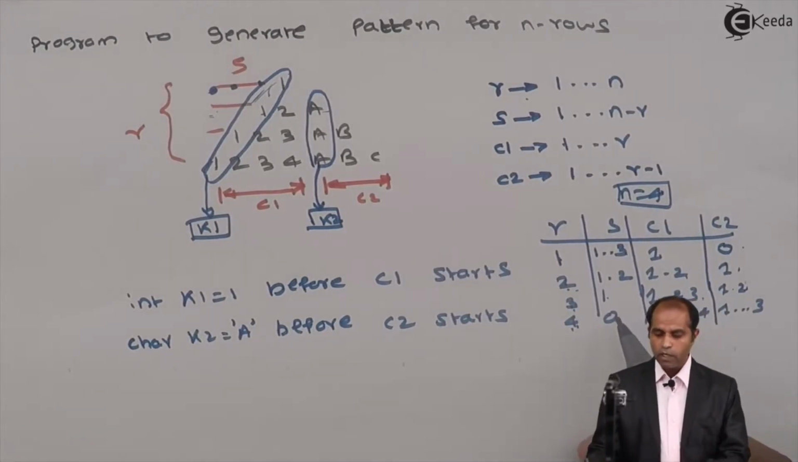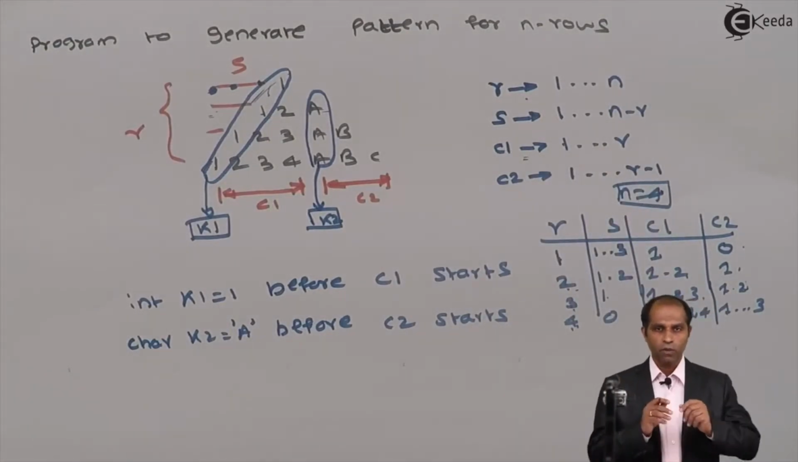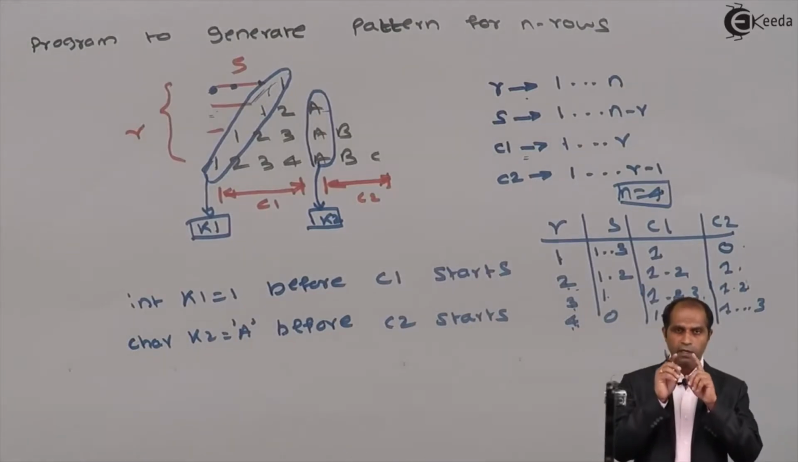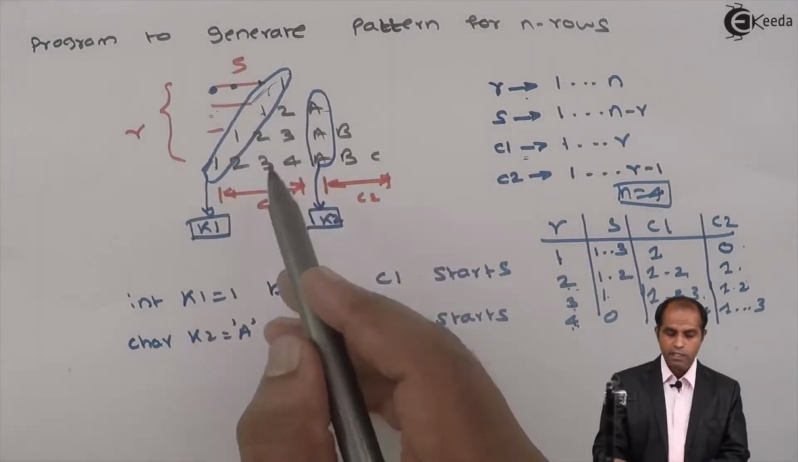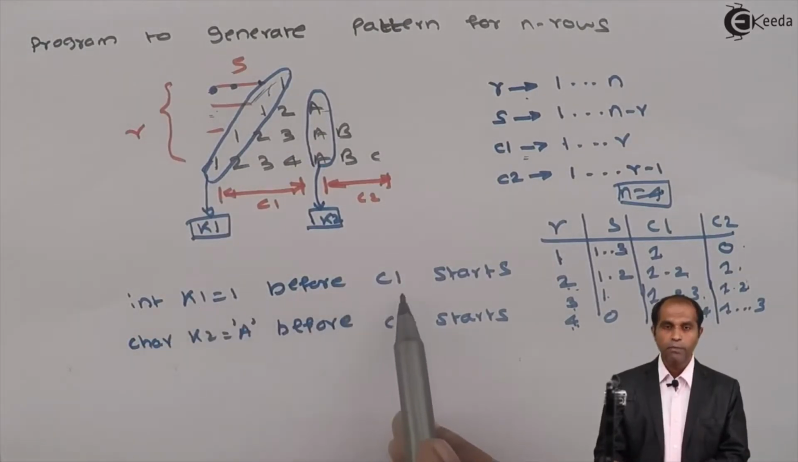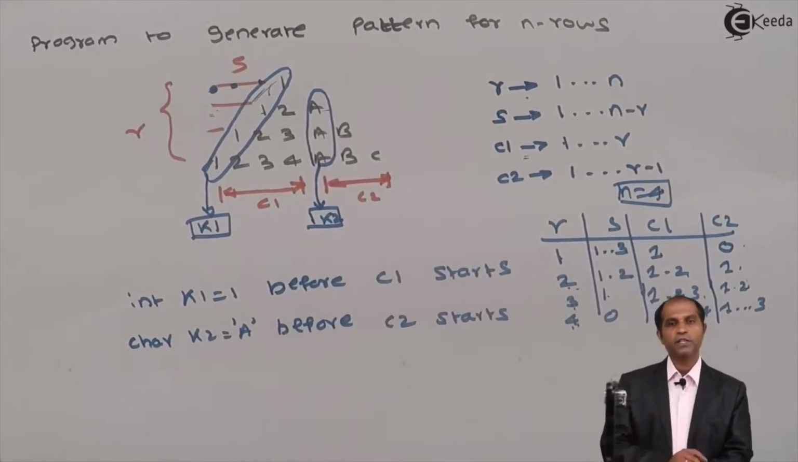So from this table, we conclude that R will go from 1 to n, S will go from 1 to n minus R, C1 will go from 1 to R, and C2 will go from 1 to R minus 1. Even though we have stated this, I have just briefly described these values. The entire description has been given in the previous videos, where we dealt with the equilateral triangles with asterisks. There, we have taken the entire part. You can just check out those patterns, and how to set these numbers and alphabets. Numbers are set by setting K1 equals to 1 before C1 starts and K2 equals to A before C2 starts.